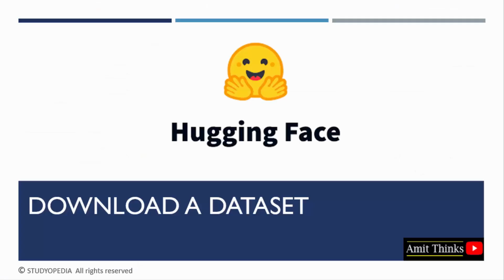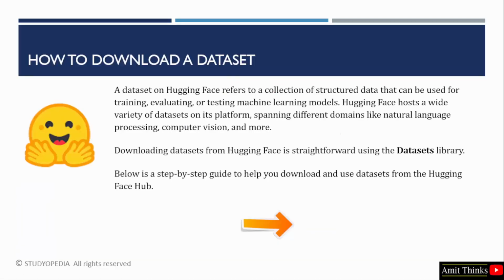In this lesson, we will learn how to download a dataset from Hugging Face. For that, we will use the Datasets library. Let us see. A dataset refers to a collection of structured data which can be used for training, evaluating or testing machine learning models. So Hugging Face has a lot of datasets on its platform which can be used for various use cases like NLP.